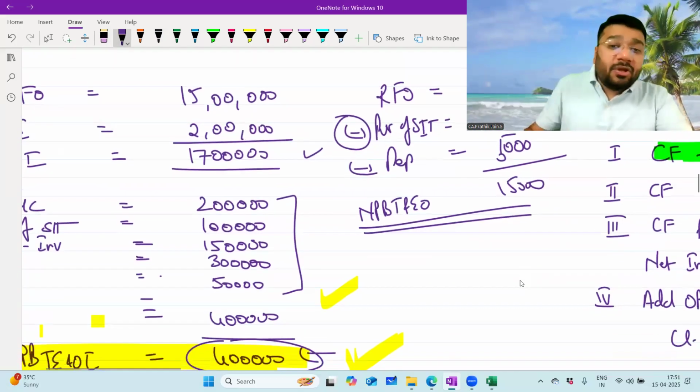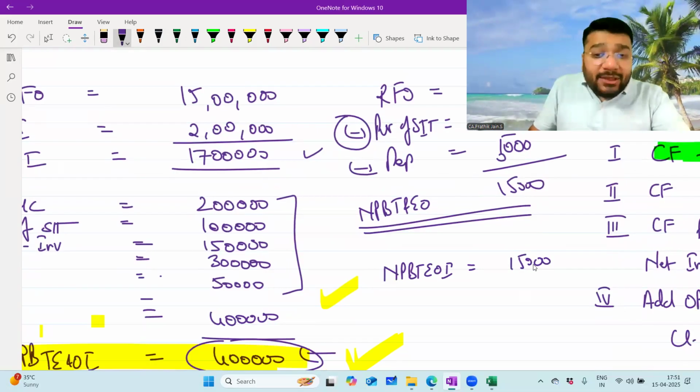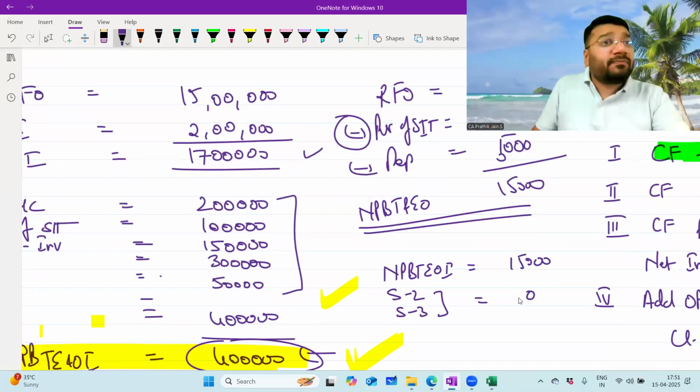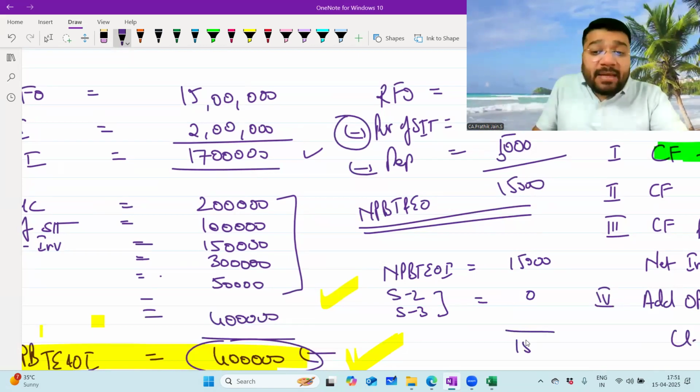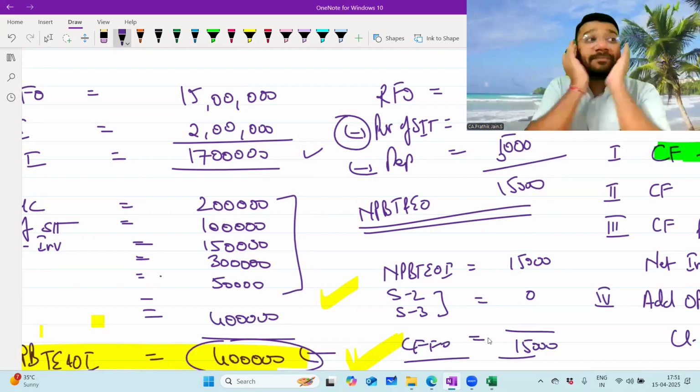Do you agree with me? So if I make net profit before tax and extraordinary item my starting point, and imagine in segment 2, segment 3, I don't do any adjustment. Segment 4 and segment 5, I don't do any adjustment. Automatically, this becomes my cash flow from operating activity. If I call this my cash profit, will you agree with me?